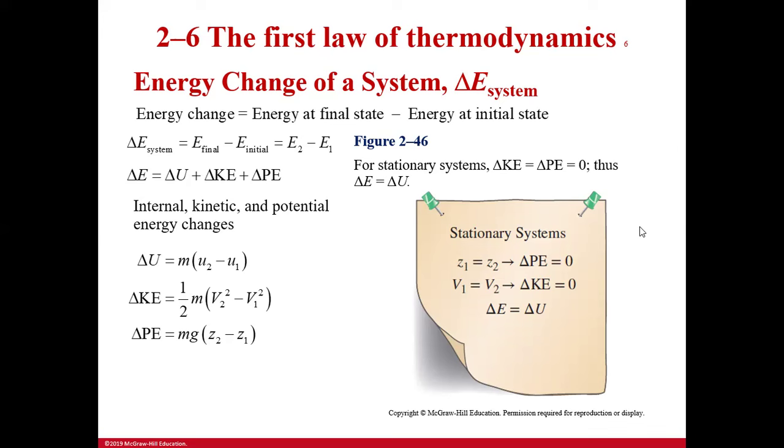And what is delta E? It is the change in internal energy plus change in kinetic energy plus change in potential energy. For stationary systems, delta kinetic energy and delta potential energy are zero. Nothing changes. So change in energy is the change in internal energy in this case, because position is not changing and velocity is not changing.